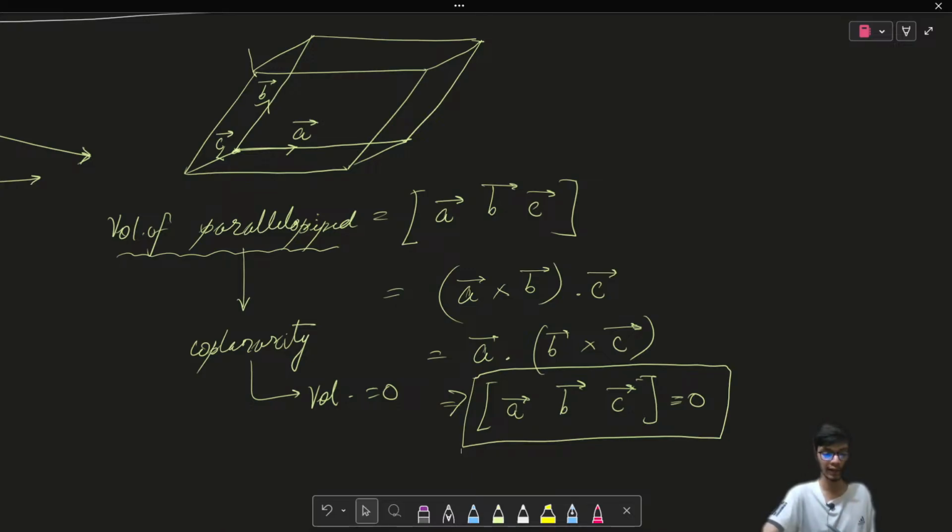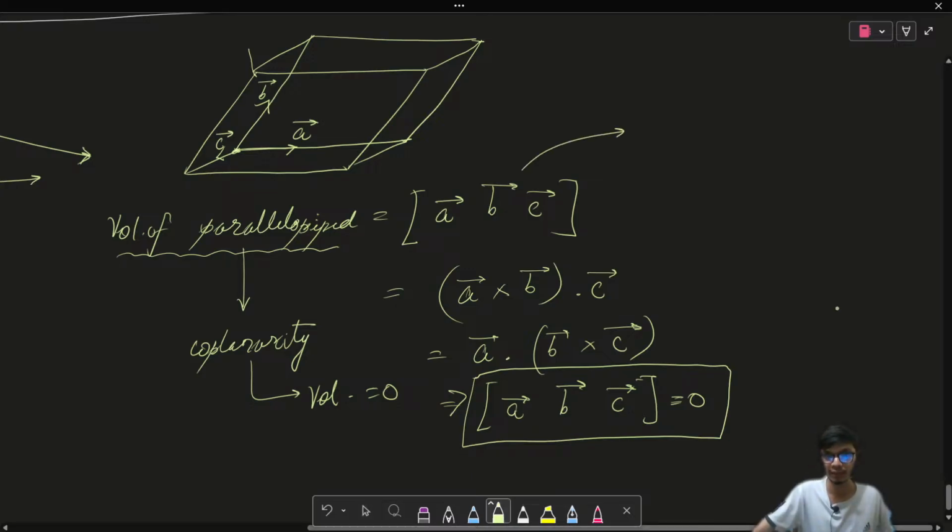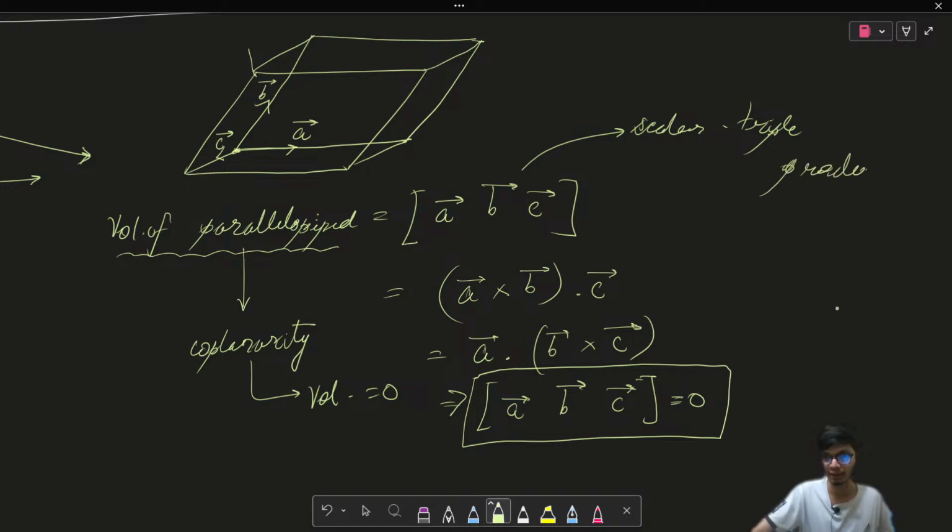Okay, all right. So this particular thing is called the scalar triple product, right? Which we will discuss in our future lectures. In our future discussion we are definitely going to discuss the scalar triple product.